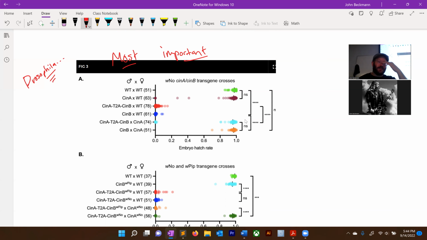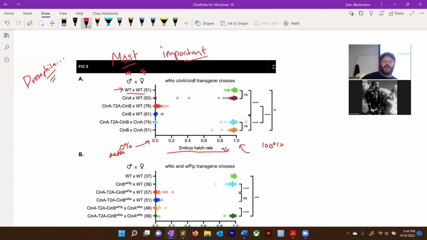Here's a male symbol, so they're crossing males to females. Okay, here's a wild-type cross. Remember I told you last time how you measure CI. The x-axis is embryo hatch rate, so this is a percentage. This is 1, that's 100% hatching. If it's over here, that's 0% hatching. They're all dead if it's over here.